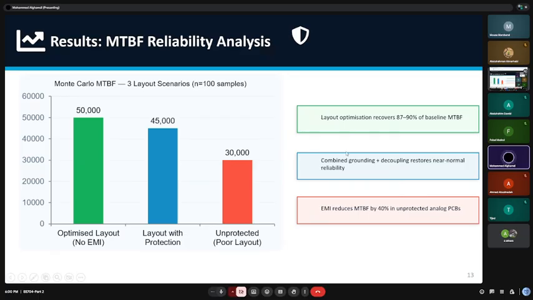We can conclude that the layout optimization recovers 87 to 90% of the baseline MTBF, which is 50,000. Combining grounding and decoupling restored near normal reliability. EMI reduces MTBF by 40% in unprotected analog PCBs.